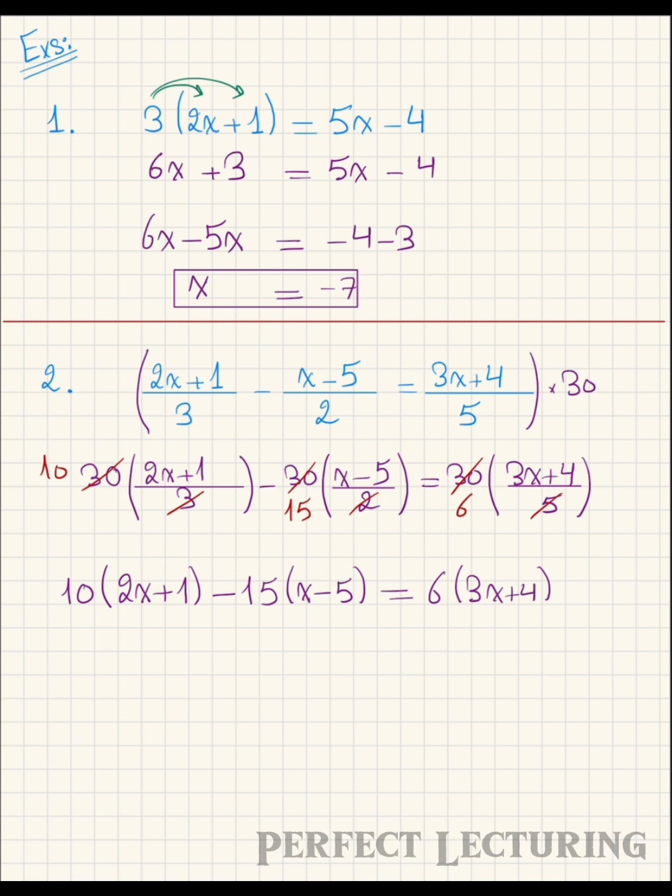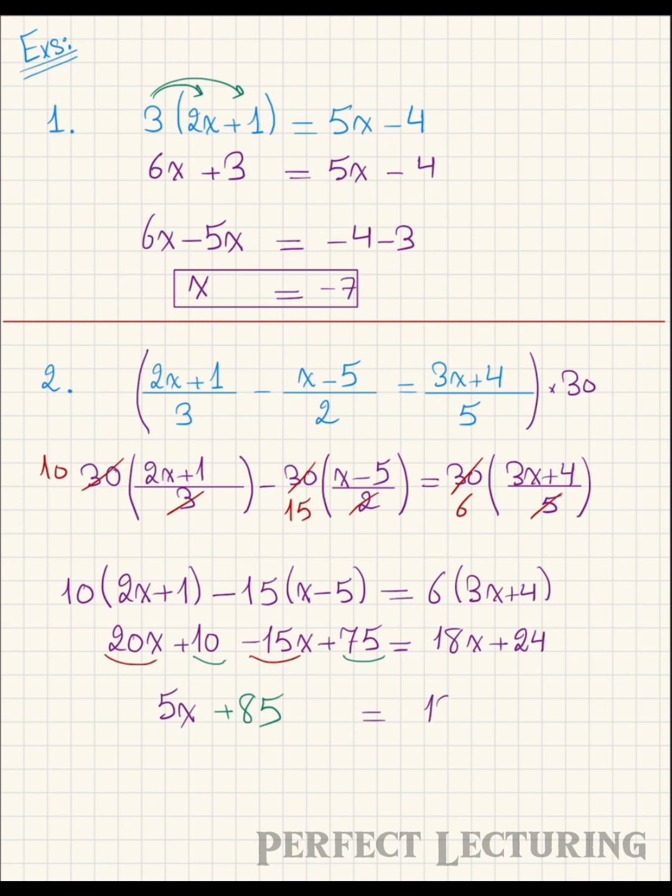Now I repeat the same scenario where I have to group all the x's on one side and all the terms not containing x on the other side. So this becomes like this. We can add the 20x with the negative 15x, which gives 5x, as well as the 10 and the 75, which gives 85. And we just copy the right side.